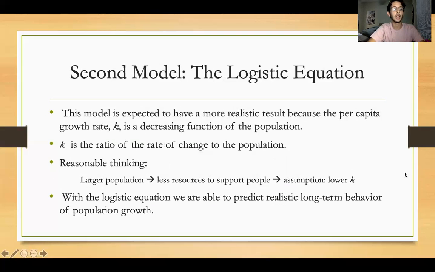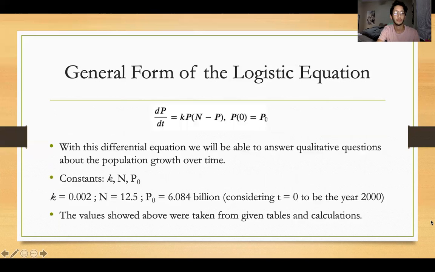But this is not how it works, because if we think about it, if the population gets larger and larger, there will be fewer resources to support people. And we assume that the ratio of the rate of change to the population will be lower and lower. To consider this, we use the logistic equation and we'll be able to predict long-term behavior of population growth.